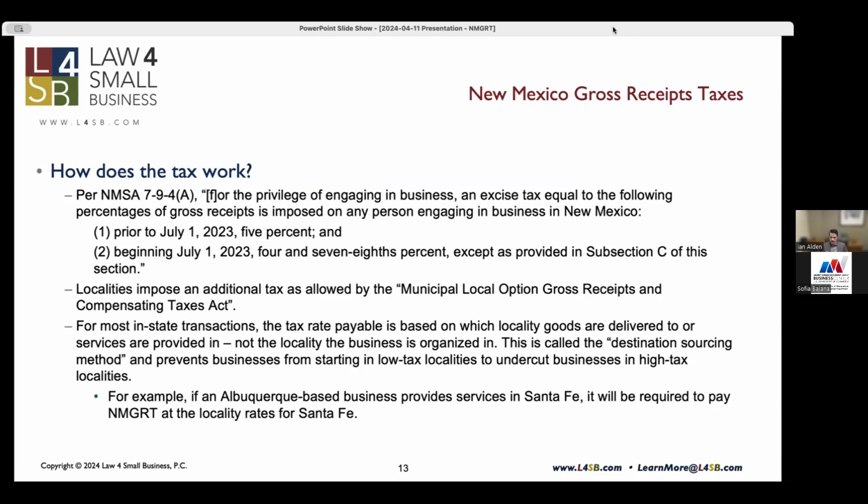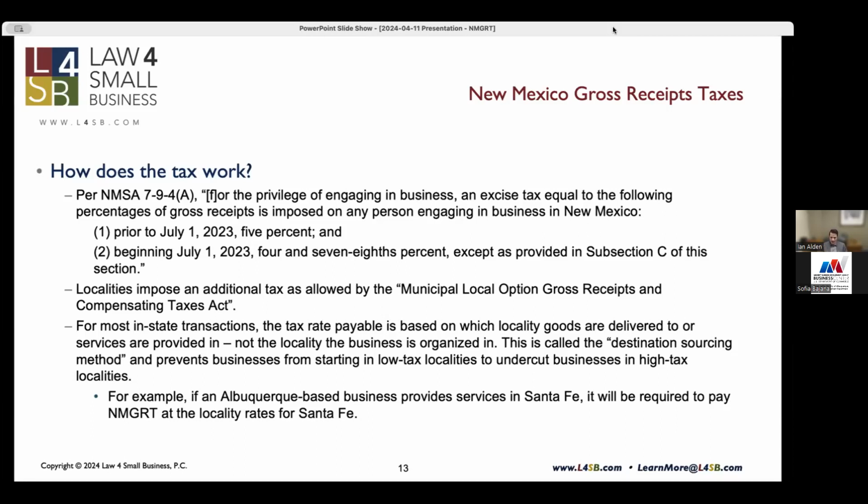It's very important to understand this bit, and this is a fairly new development in the gross receipts tax. It happened just a couple of years ago. For most in-state transactions, because there are different locality rates depending on the locality involved, it used to be that the locality of the seller mattered. You would charge and pay gross receipts tax based on that locality. Nowadays, that's been flipped on its head with what's called the destination sourcing method. Now you charge tax for New Mexico transactions based on where the buyer is.